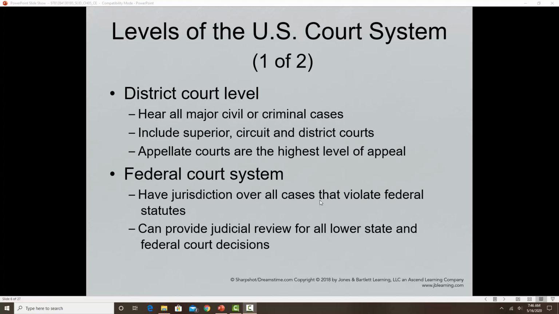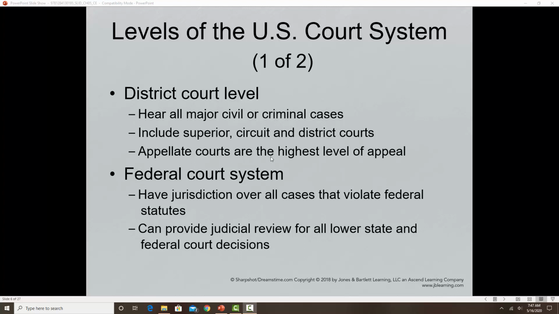When you look at the levels of the court system here in the United States, again, very complicated, because we have a district court level or state court level. So every state in the union has the right to create whatever kind of court system they like, and they all have different names. So it could be superior courts, circuit courts, district courts, general courts. Every state is a little bit different. Every state does have a court of appeals. Every state does have its own Supreme Court, which is the court of last resort.